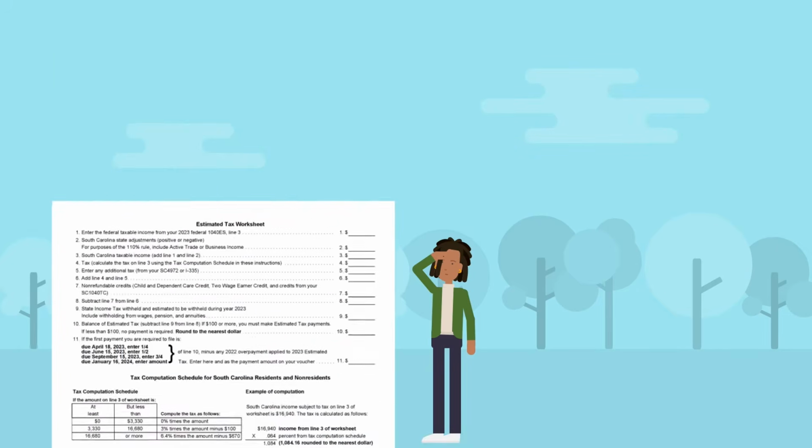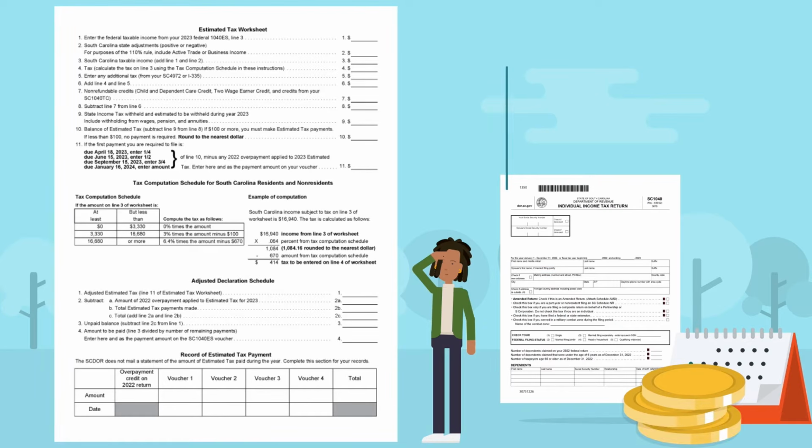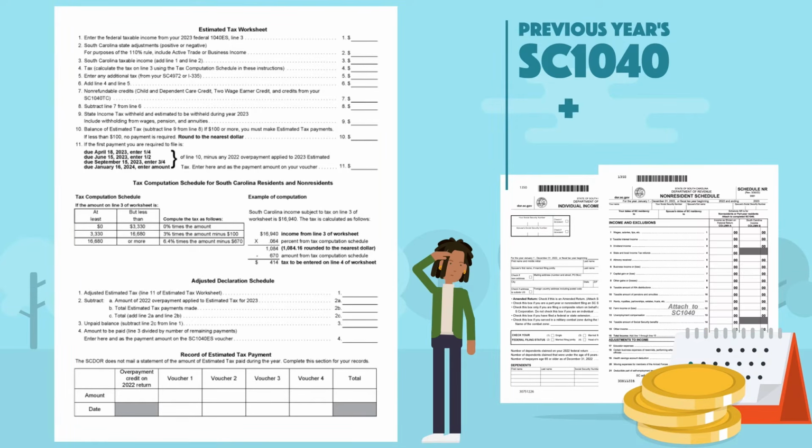Use the estimated tax worksheet found in the SC 1040 ES instructions to calculate your estimated tax. If you're a resident of South Carolina, use your previous SC income tax return as the basis for determining your estimated tax. If you're a non-resident, use your previous year's SC income tax return and the Schedule NR to calculate your modified South Carolina taxable income.